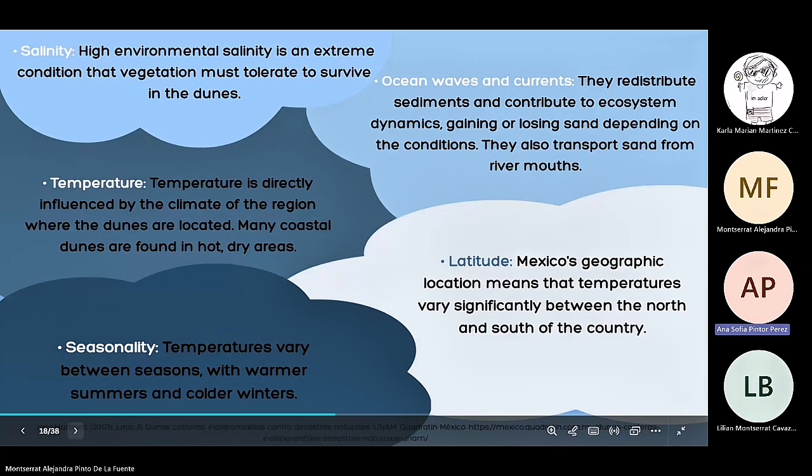located. As I said before, the temperature is not the same in the Pacific Ocean as in the Atlantic Ocean. The latitude matters because geographic location means that temperatures vary significantly between the north and south of the country. Seasonality: the winter is not the same climate as the hot season, so the temperatures vary between the seasons and it affects the sun and other factors.